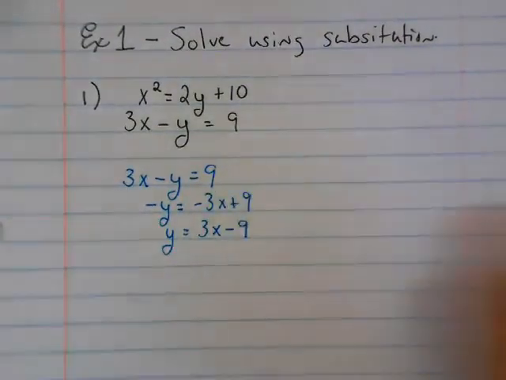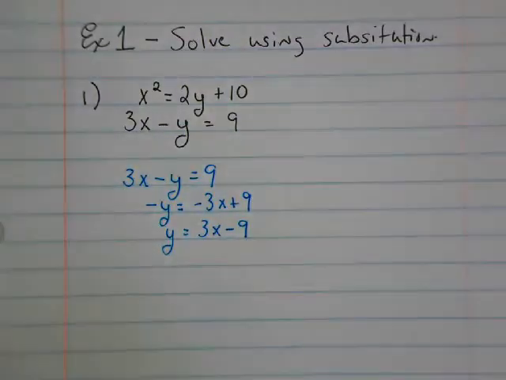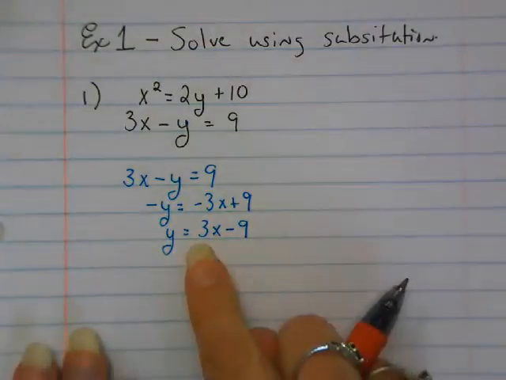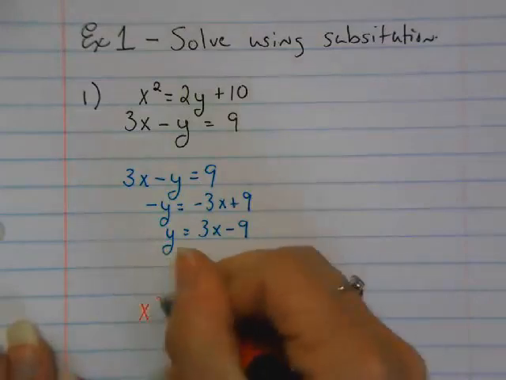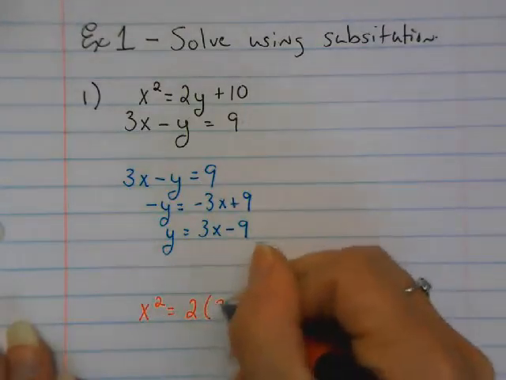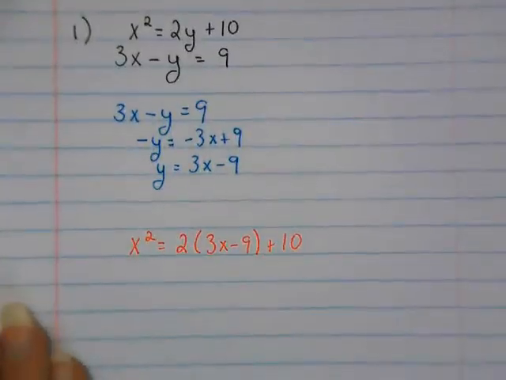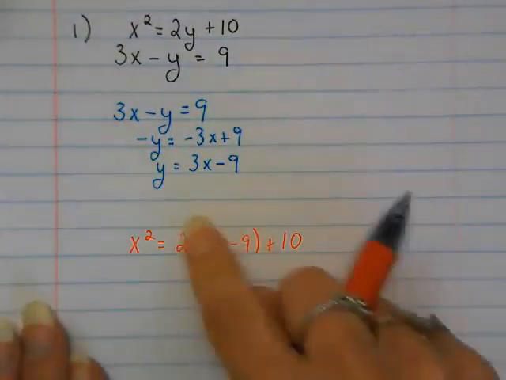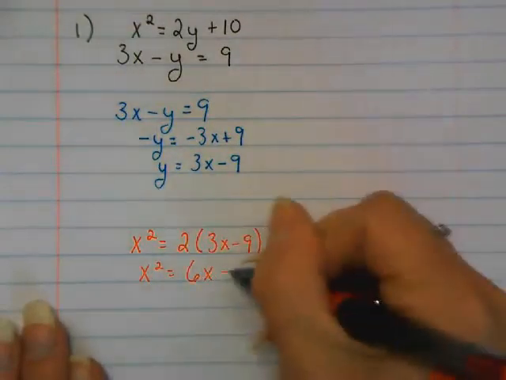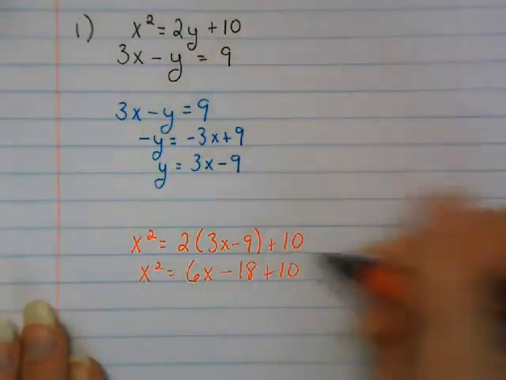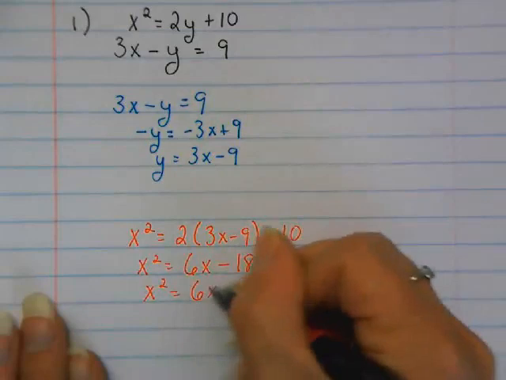Alright, so step 1 was to do the substitution. And I'm not going to label them step 1, step 2, etc. in this video. I think by now you guys have gotten the hang of that. Now you take your substitution and plug it in here. So I get x squared is equal to 2 times (3x minus 9) plus 10. And now I'm going to solve this. Alright, so I'm going to distribute that 2. So x squared is equal to 6x minus 18 plus 10. So I get x squared is equal to 6x minus 8.